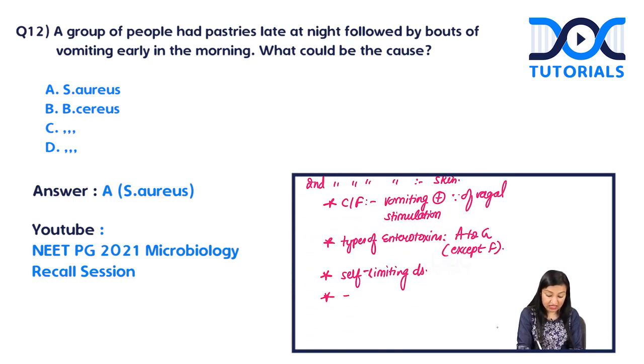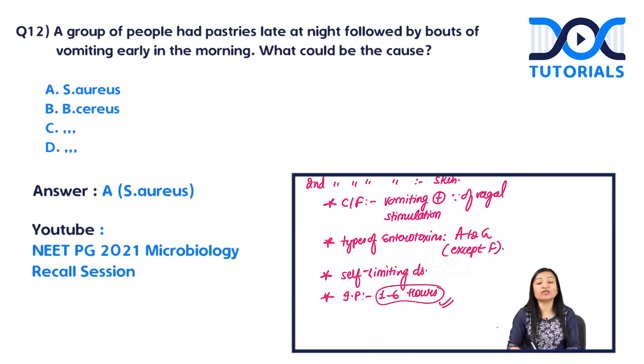And yes, one more thing, what is the incubation period, guys? The incubation period is 1 to 6 hours. It is such a short incubation period because this food poisoning is occurring because of the preformed toxin. Okay, there is no time required for the elaboration of toxin. The toxin itself is being eaten along with the food.